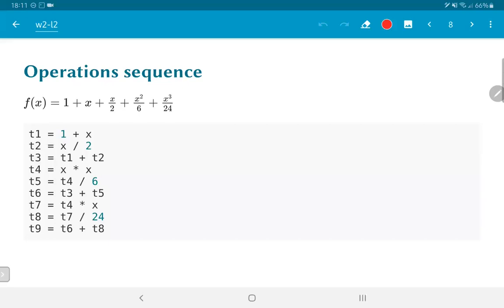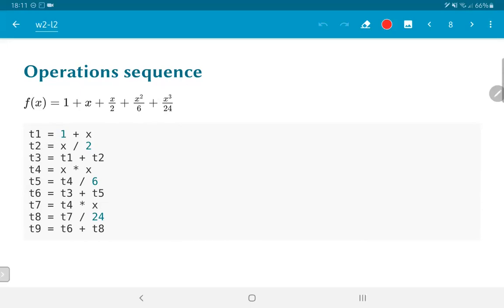One thing we can do is to take the equation that we have and break it up into a sequence of operations as shown over here, where we essentially introduce several new variables. T1 is equal to 1 plus x, T2 is equal to x by 2, T3 is equal to T1 plus T2. These values T1, T2, T3, etc., we are not specifying what they are or where they are stored. We know that we need to provide some kind of storage for them, but apart from that, we are not really interested in how they are implemented.